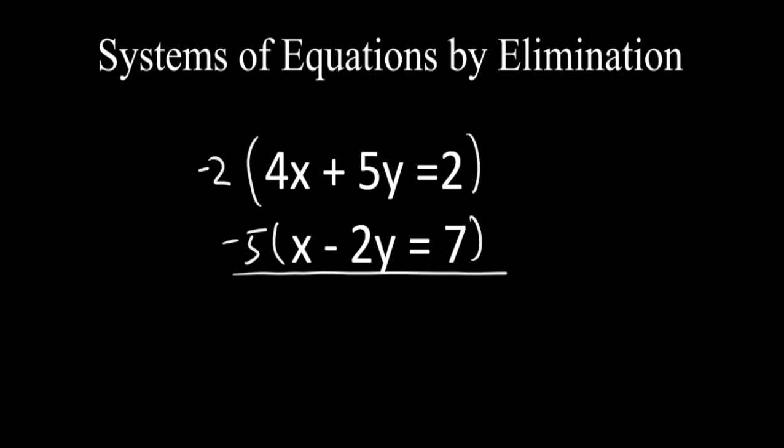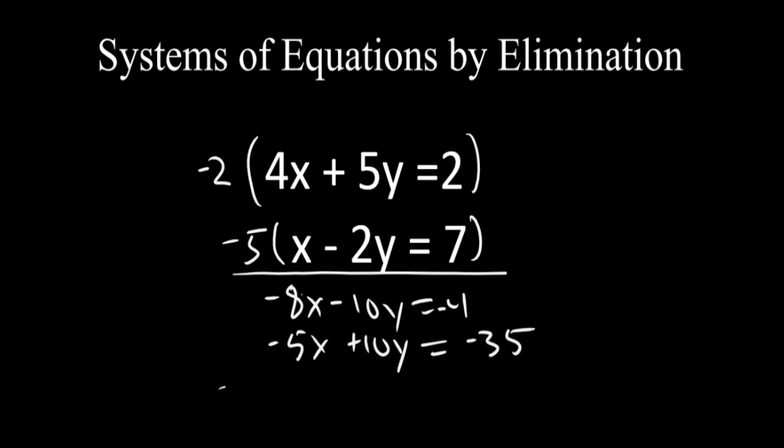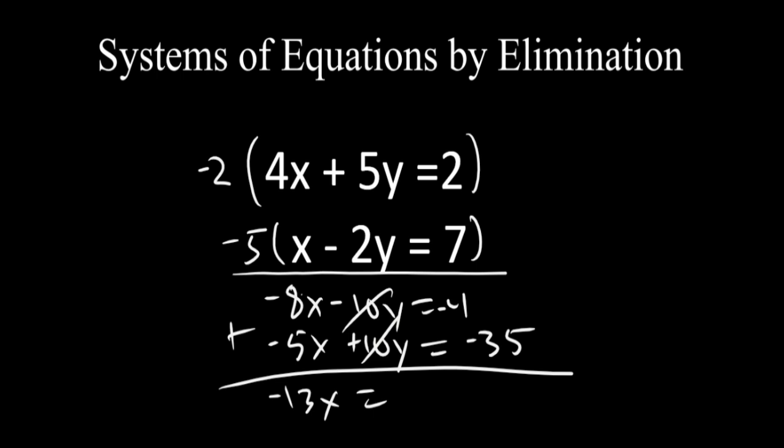Okay, so let's multiply this equation, and we're going to get -8x minus 10y equals -4. This is going to be -5x plus 10y equals -35. You add these, the y terms cancel out. Negative 8 minus a 5, that's going to be negative 13x equals negative 39. Divide by negative 13, divide by negative 13, and this is going to give you an x of 3.